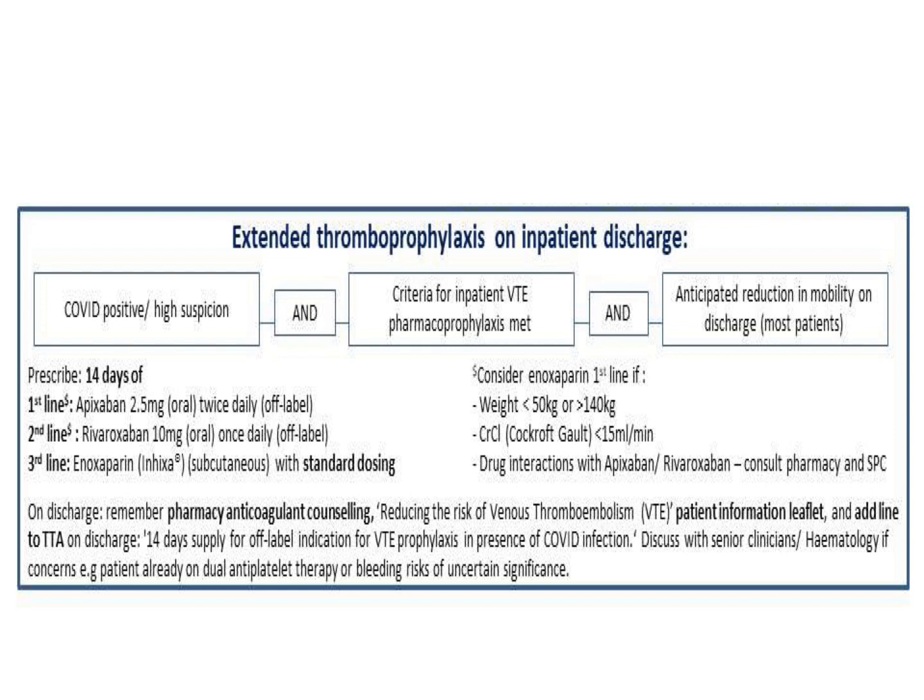And this is what we call the extended thromboprophylaxis, because there is some indication that those patients may have some prolonged hypercoagulability. So in patients who are COVID positive, who had inpatient VTE thromboprophylaxis, and who are anticipated to have a reduction in mobility on discharge, they recommended 2 weeks of apixaban or rivaroxaban or enoxaparin. And the duration and the dose differ from place to place because, as I said at the start of the lecture, the evidence is not very strong and all those are local protocols.